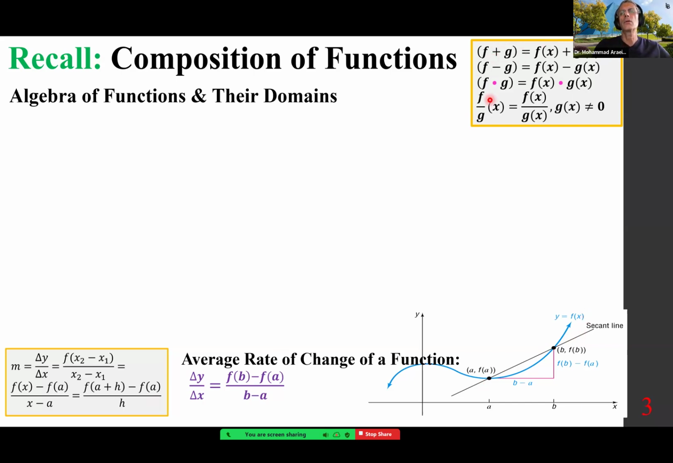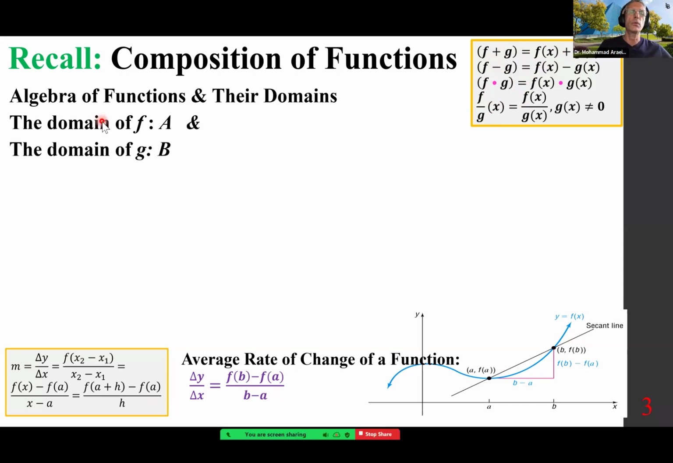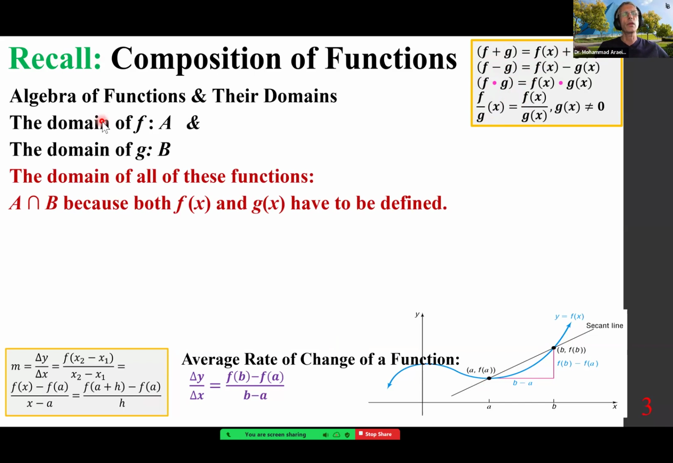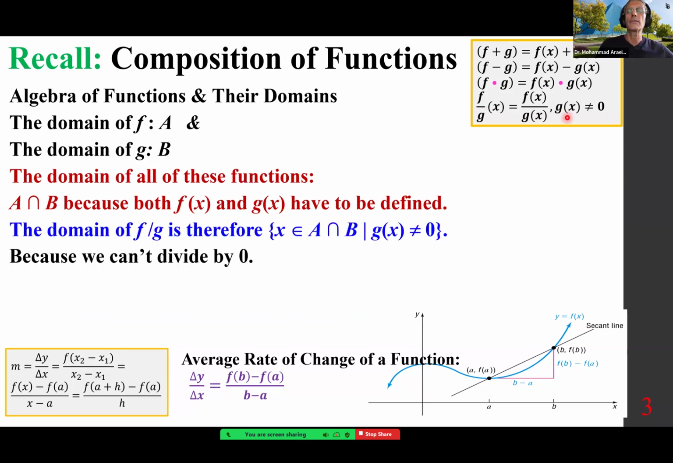Now, these are the operations on functions: f plus g, f minus g, f times g, and f over g of x. When finding the domain, assuming A represents the domain of f and B represents the domain of g, the domain of all of these functions is the intersection of A and B, because both f of x and g of x have to be defined. For the last one, f of x over g of x, needless to say, g of x can't be 0.